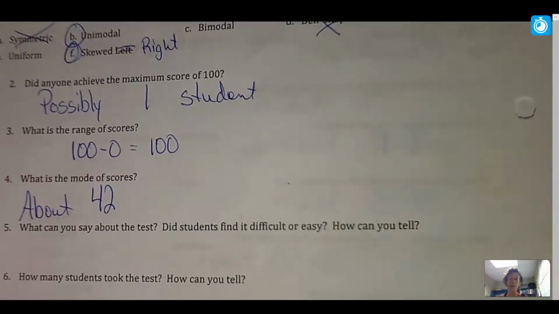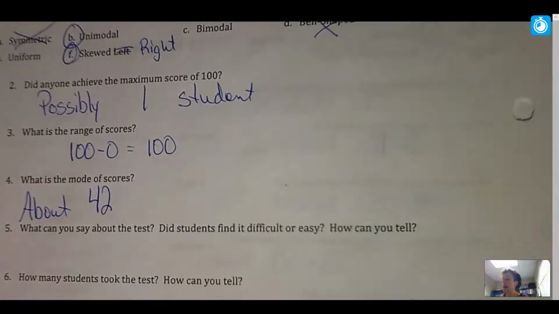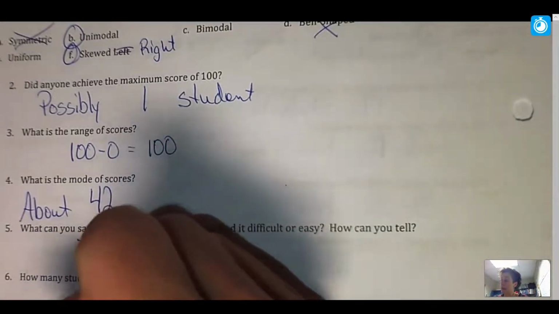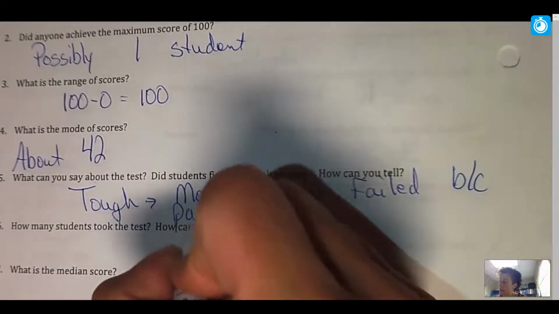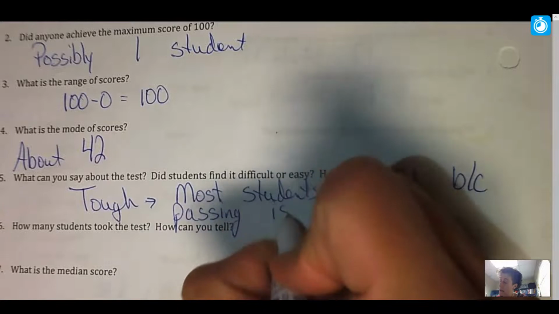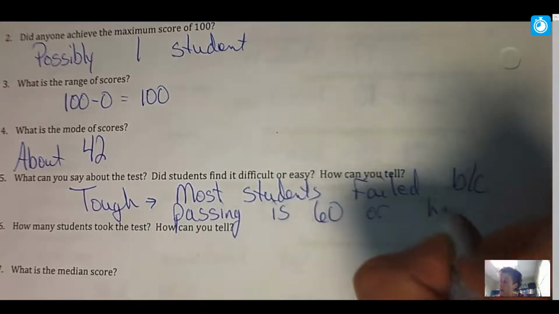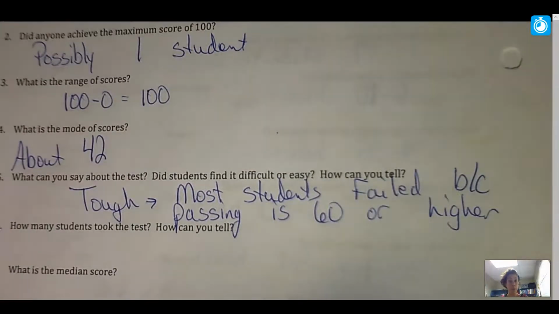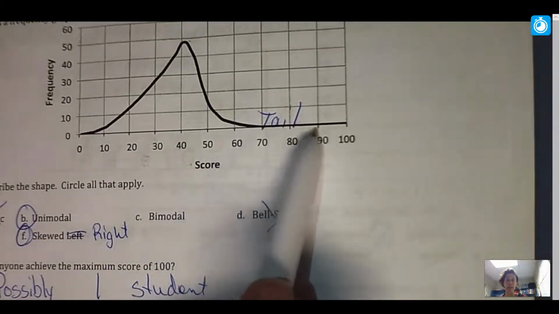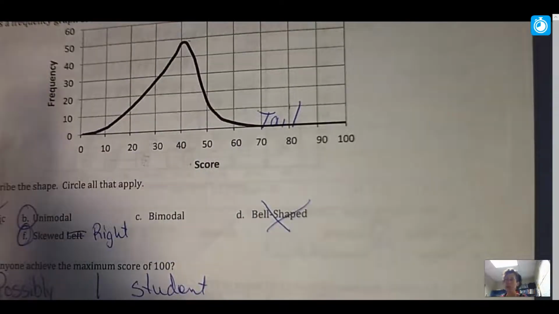What can you say about the test? Did the students find it difficult or easy? This was a tough test, and the reason why is because most students failed, because passing is 60 or higher. And when I look at my table, so again, you can pause this, write it down, but when I look at my table, 60 and higher, that frequency is really low, and I got a lot of people not passing.